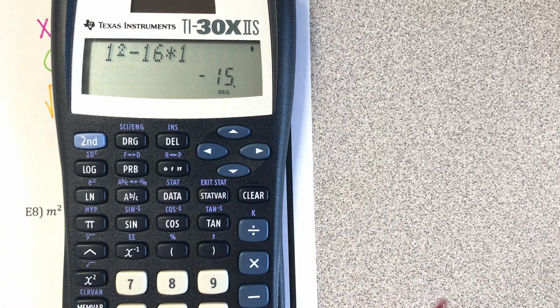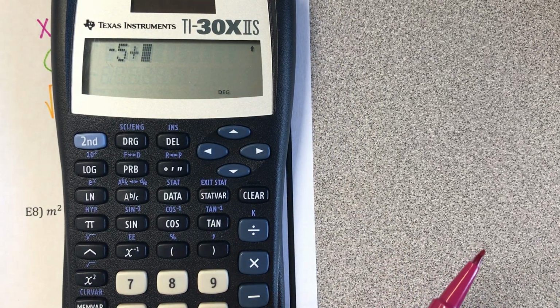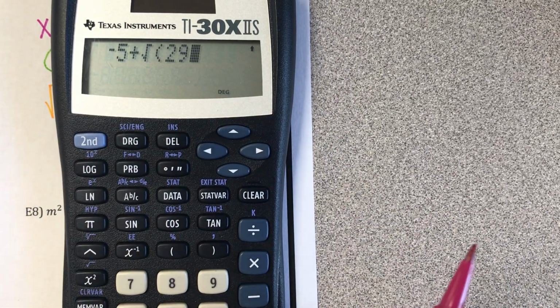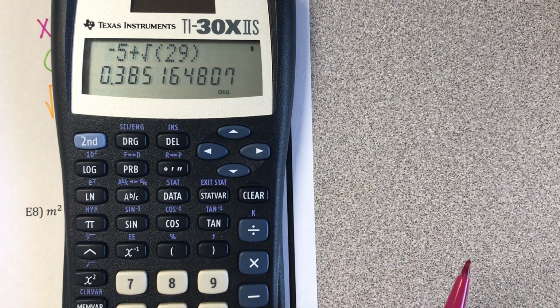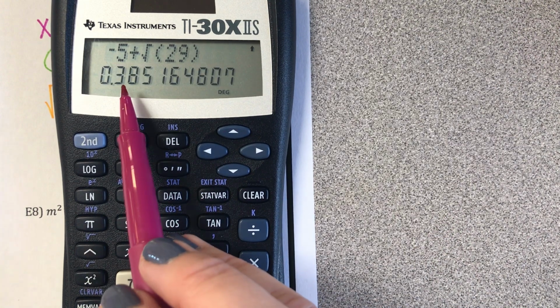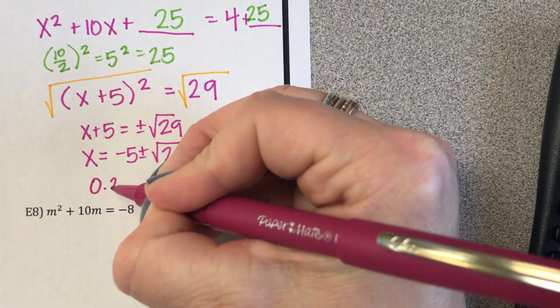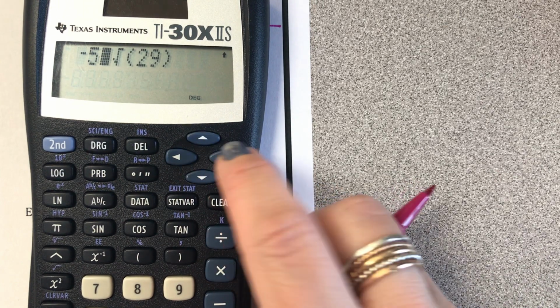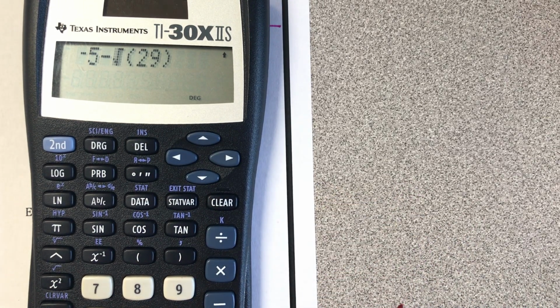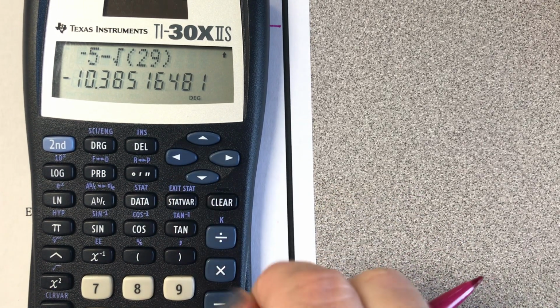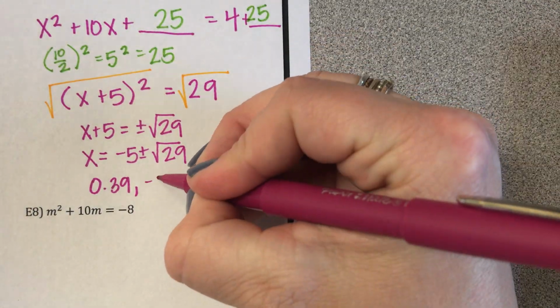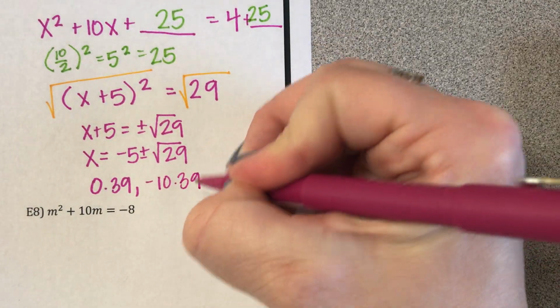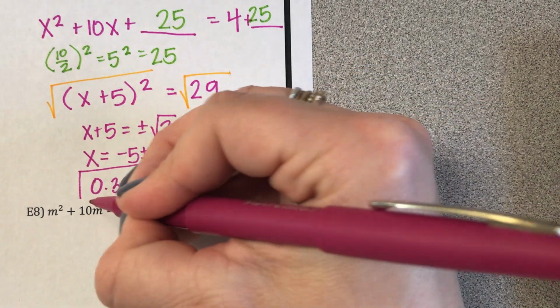So now on my calculator, I can type in negative 5 plus the square root of 29, which gives me, we're rounding to the nearest hundredth, so 0.39. Okay, or I could do negative 5 minus the square root of 29, which is negative 10.39. And those are my two solutions, right?